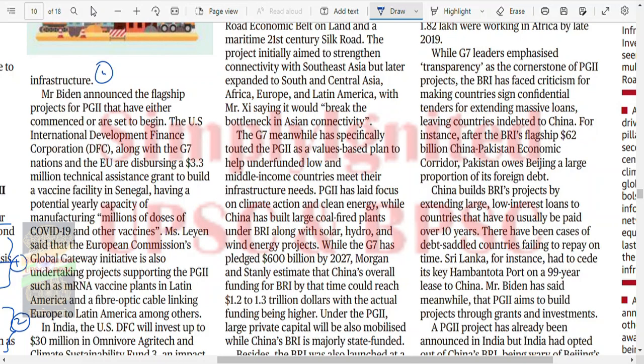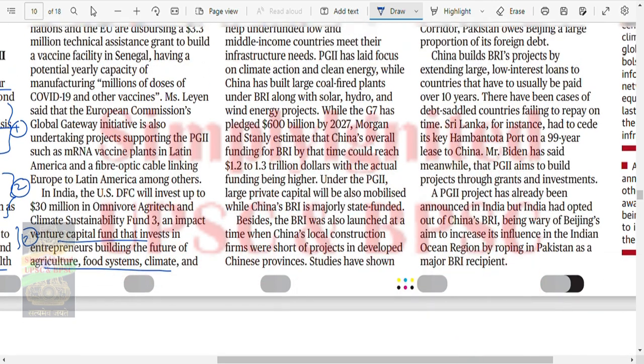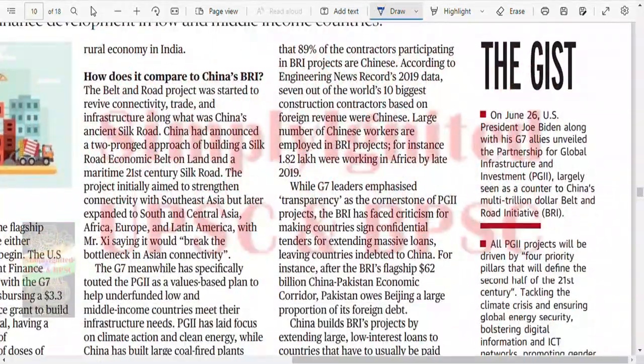Mr. Biden announced the flagship projects of PGII that have either commenced or are set to begin. The US International Development Finance Corporation, along with G7 nations and the EU, are disbursing funds. Ms. von der Leyen said that the European Commission's Global Gateway Initiative is also being undertaken. In India, US DFC will invest 30 million in an impact venture capital fund that invests in agriculture, food systems and climate, and the rural economy. Okay, how does it compare to BRI?